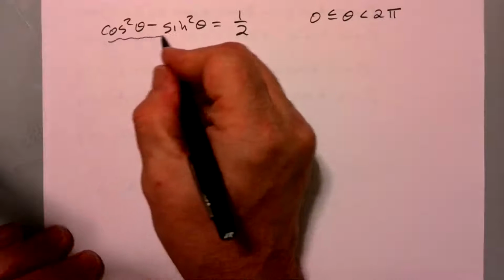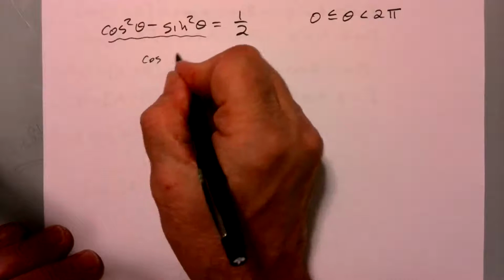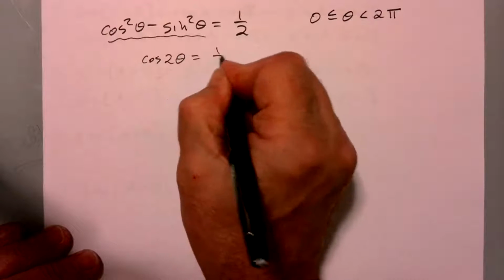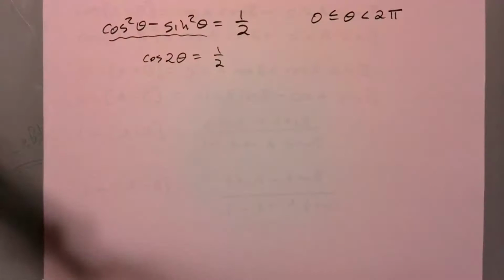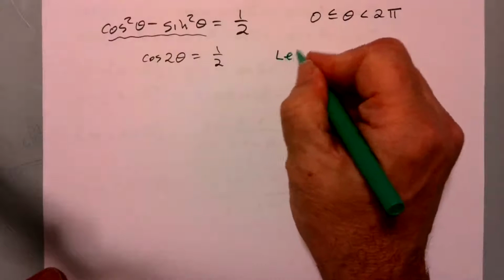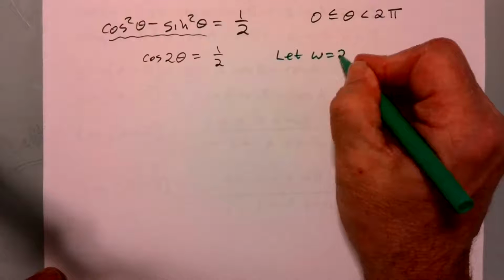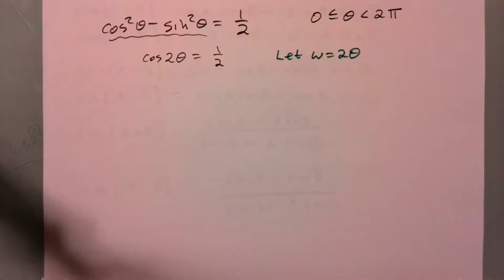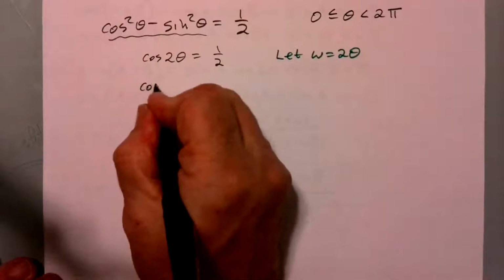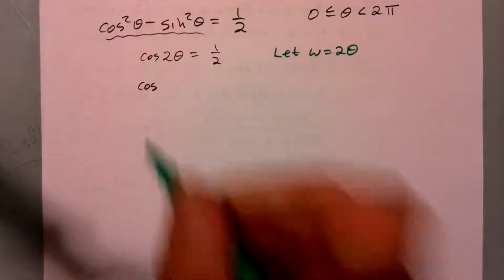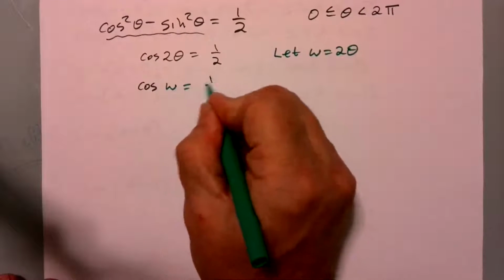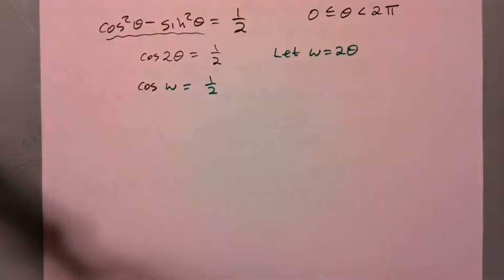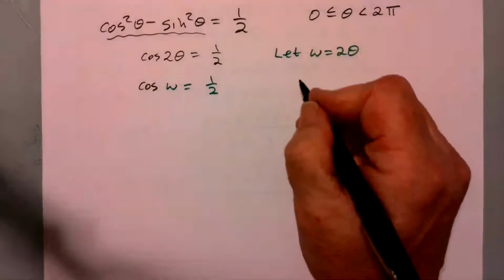Well, what we can recognize right away is that this is cosine of 2 theta. Now I have cosine of 2 theta is 1/2. I want to introduce a new variable. I'm going to say let W equal 2 theta. So now what do I have? Now I have cosine of W equals 1/2. Well, I need to find out my reference angle. What is my reference angle?